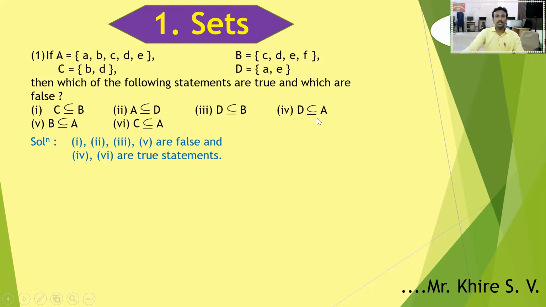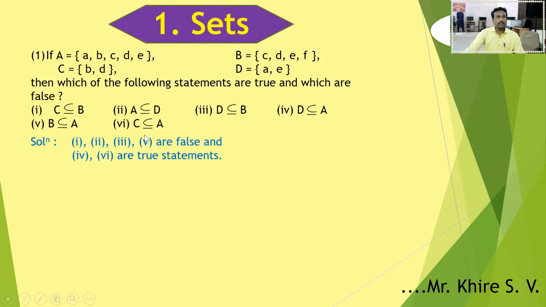Fourth is D is a subset of A. A and E elements are there in set D. And A and E are in set A also. Therefore, D is a subset of A. This is a true statement. Elements in the set D are in set A. True. Fifth is B is a subset of A. C, D, E, F. C, D, E are there, F is not there. Therefore, this is also a false statement.